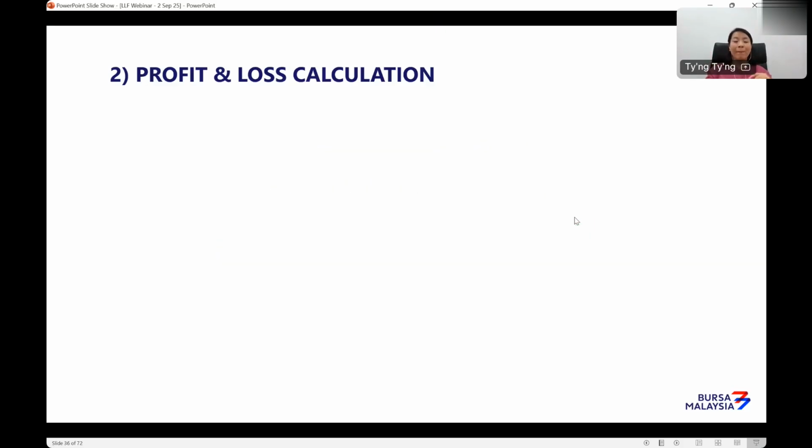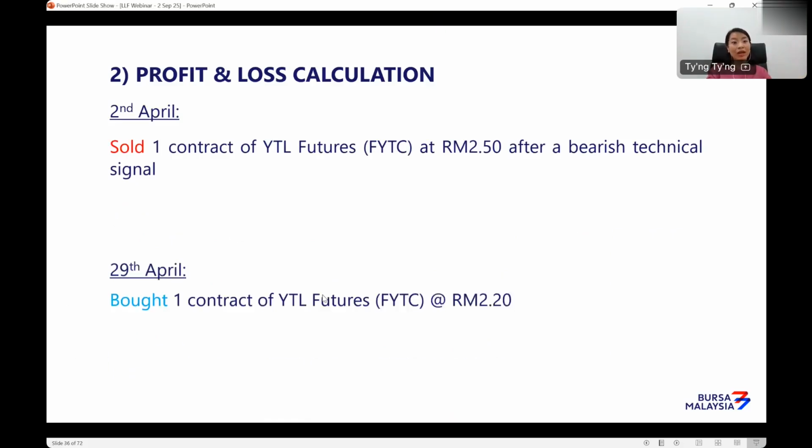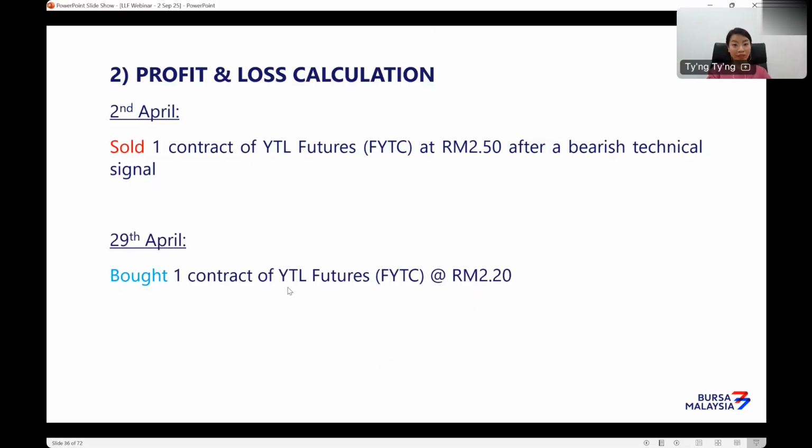Now, the second example is related to short. Let's say, for example, on 2nd April, you sold one contract of YTL futures at $2.50 after a bearish technical signal. And on the 29th of April, you bought one contract of YTL futures at $2.20. So in this case, you started by selling because you anticipate the stock price will drop. You're allowed to sell directly. You do not need to borrow. You do not need to wait. You can just sell it. So in this case, can you please let me know is it a profit or a loss and how much?